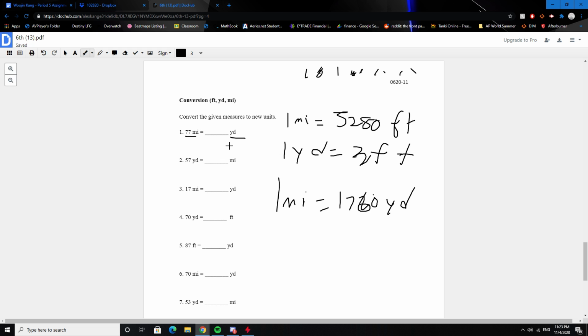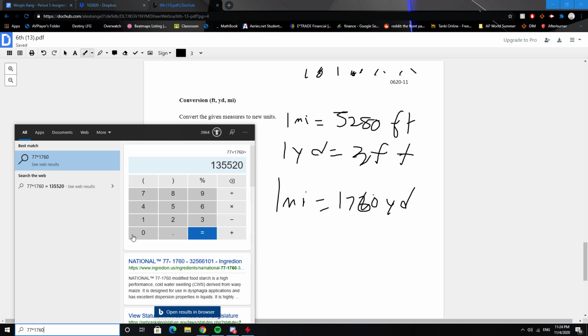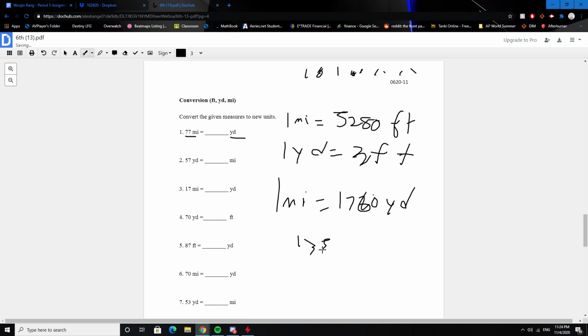If you divided 77 by 1,760, that would mean you're trying to find something even bigger than miles. So we're multiplying. If you're going smaller in terms of units, you multiply. If you're going bigger in terms of units, you divide. So, 77 times 1,760 is 135,520. That is your answer.